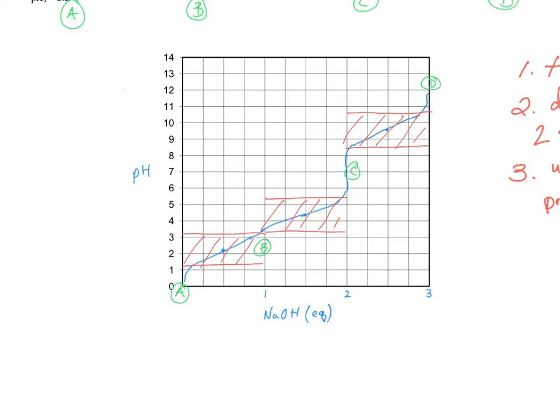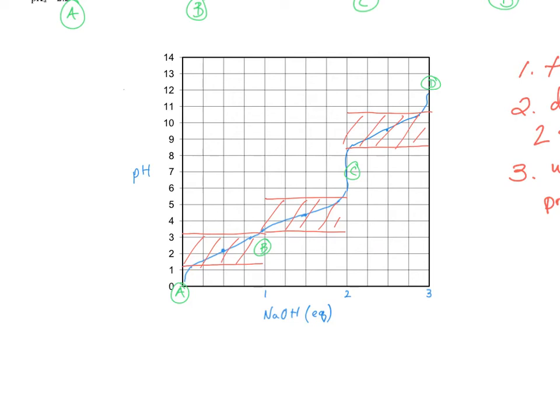We could also note that the buffering range is pretty much solid through 1.2 all the way up to 5.3. They almost completely overlap. That's where you get a nice long flat area there. So that's our titration curve. We've labeled out the 4 types or the 4 positions of those 4 structures.